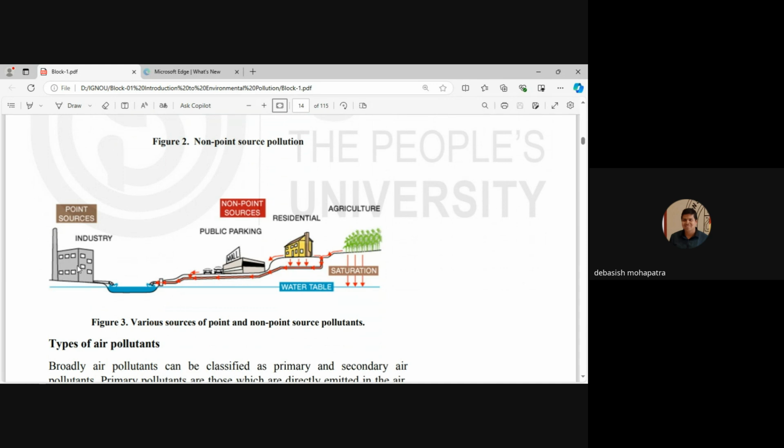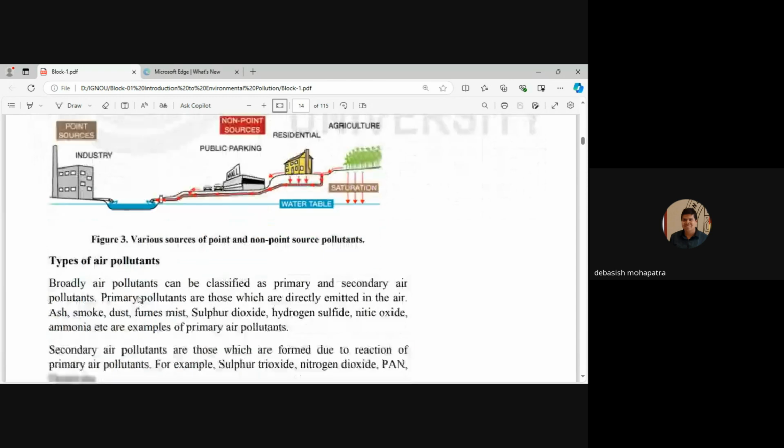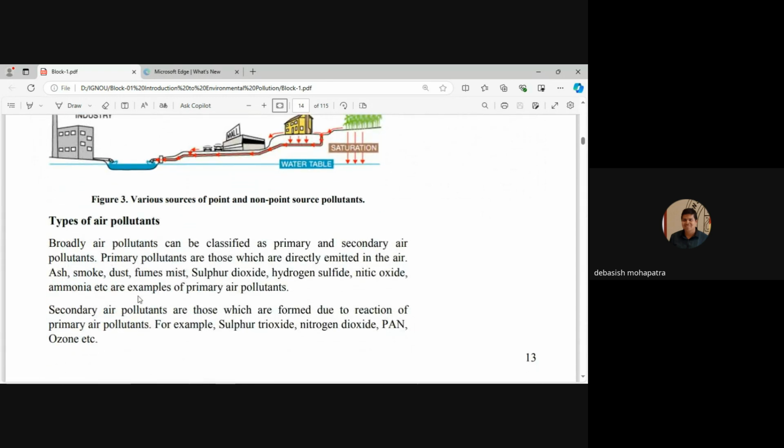This is a point source, industry, but non-point sources are residential, agriculture, saturation water table, then public parking. From all these, litter and waste also enter the river. So these are various examples of point source and non-point source. Are you clear what is point source and non-point source?